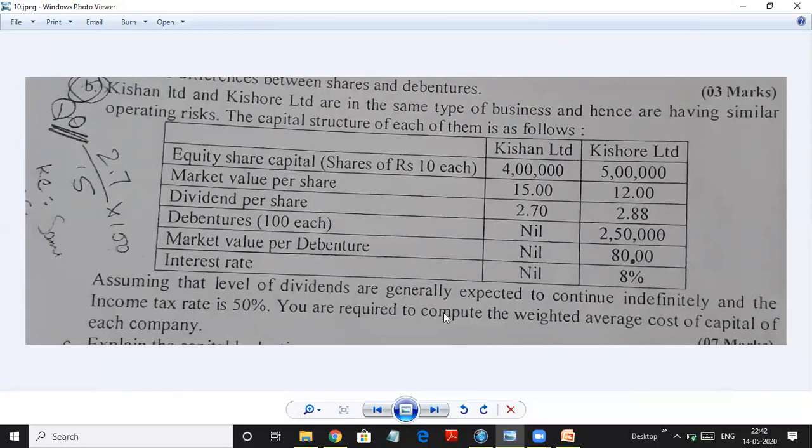Assuming that the level of dividends are generally expected to continue indefinitely and the income tax rate is 50%, you are required to calculate the weighted average cost for each company. So there are two companies here, and it is market value, not book value. We have to calculate it for Krishna Limited and Kishore Limited. So let's start with the cost of equity and cost of debt first.